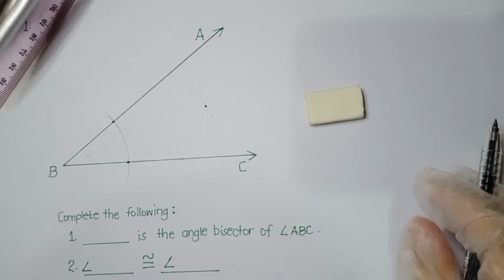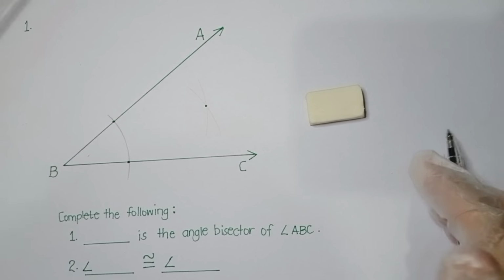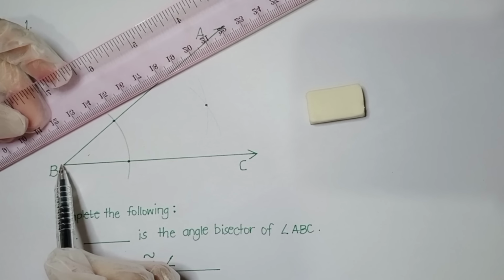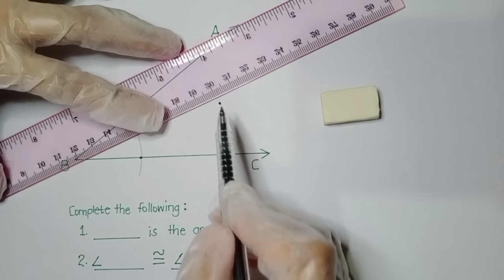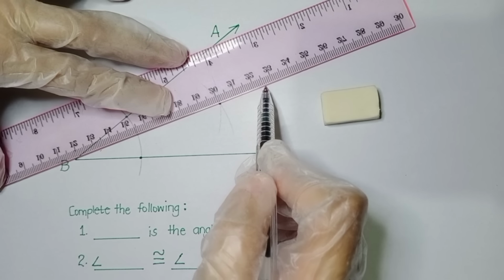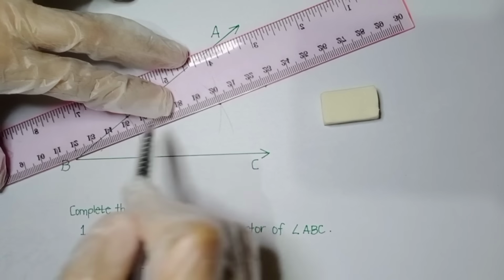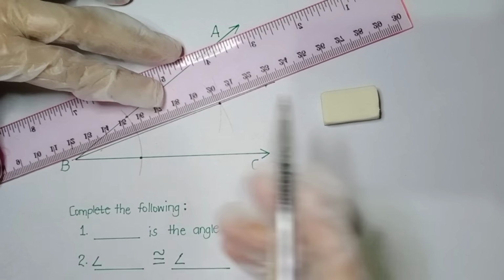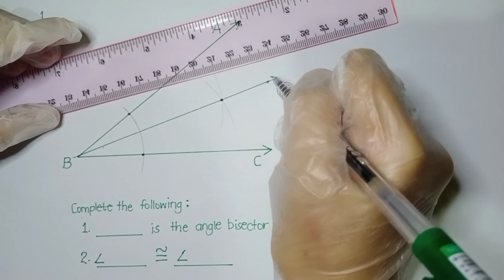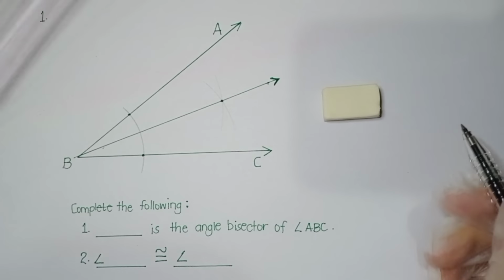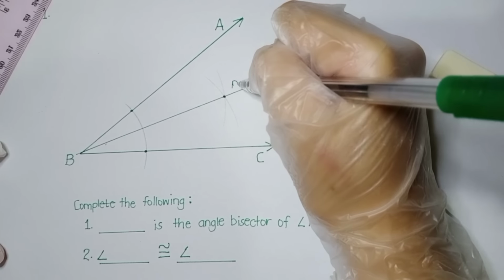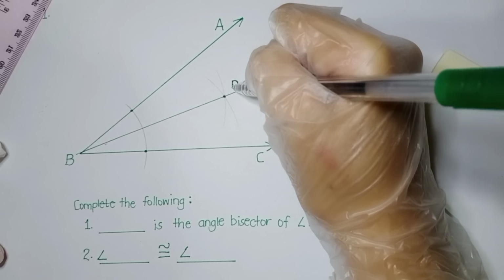Okay? Now, ang gagawin natin is i-connect natin itong intersection ng dalawang arc natin doon sa ating vertex. Okay? So, we will have this point connecting to the vertex of the angle. Okay? So, do not forget your arrow kasi yan po ay ray. Now, let us name this point as point D. Okay, so halimbawa, this is point D.